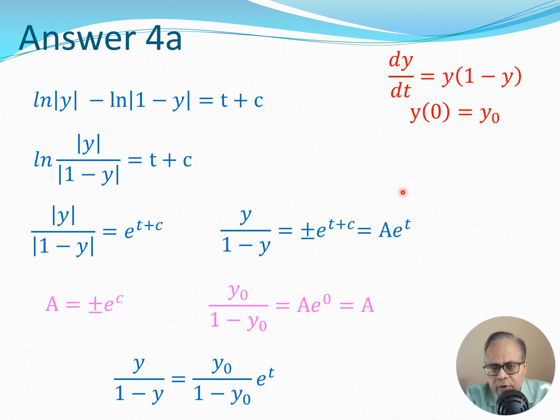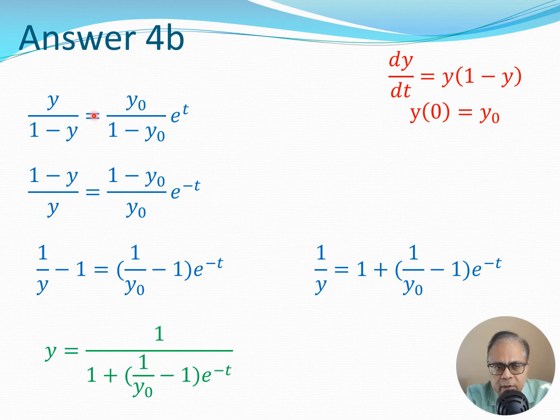So if I substitute that in this equation, I get y by 1 minus y equals a, which is y0 by 1 minus y0 into e to the power t. So these two equations in pink are simply the math about how A is calculated. So now we are going to take this equation and we are going to figure out y from this equation.